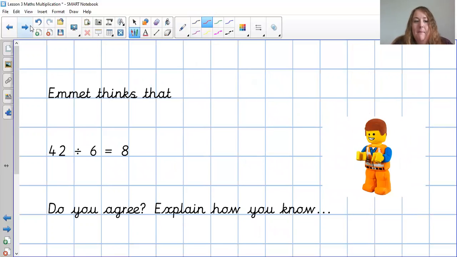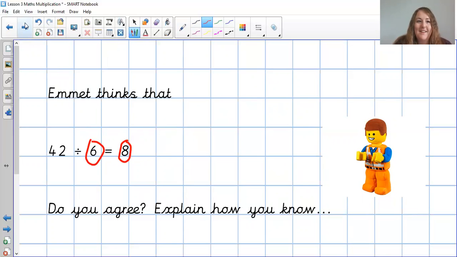Okay, my Emmett problem. Emmett thinks that 42 divided by 6 is 8. I know the 42 is in the 6 times table, so I'm going to say that's correct. But do you agree? And explain how you know. Maybe Miss Fowler and Emmett have made a mistake. Maybe we haven't done the right times table. Can you jot down in your exercise book or somewhere what you think the answer is, what mistake Emmett and myself may have made, and make sure we are doing our 6 times 8 to check it. And I know that one was in my doubling in my yellow on my grid today.